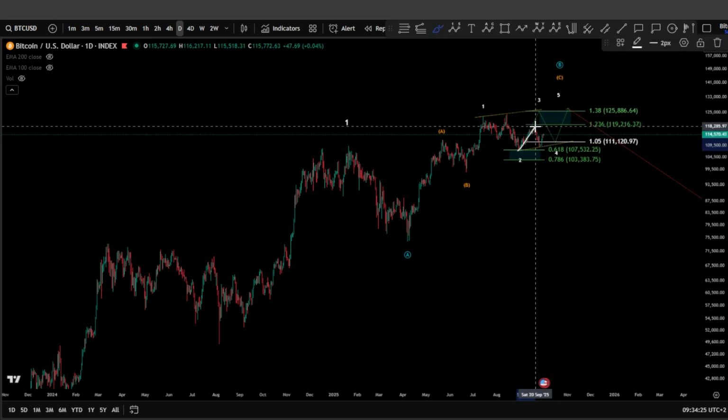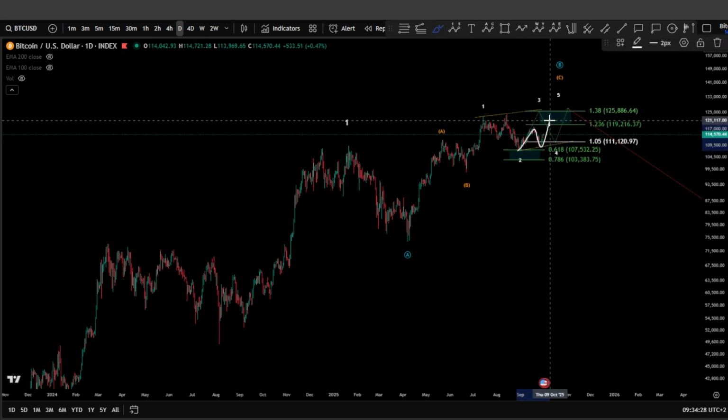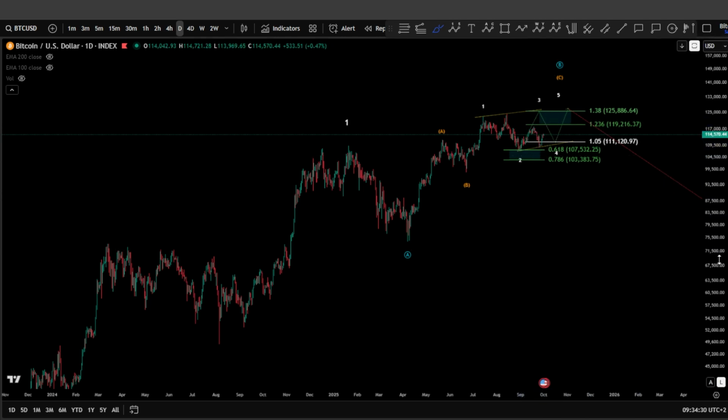I don't see a very clear impulse. And, of course, the answer will be given in this wave today, and the new highs and the correction after it, in case we get a correction.